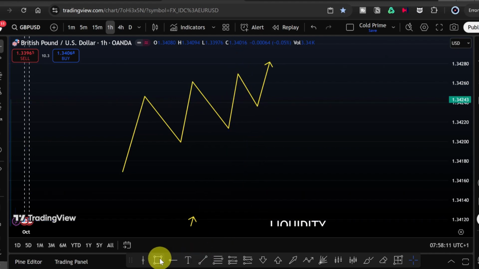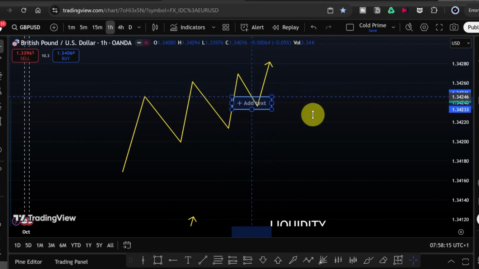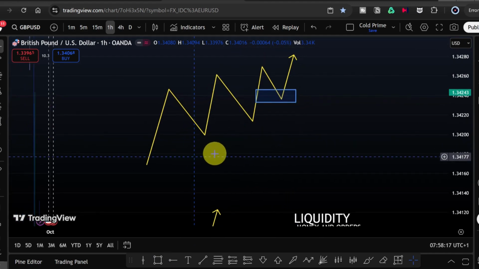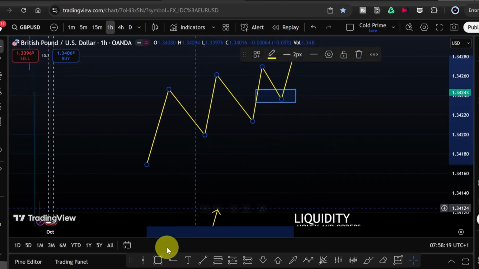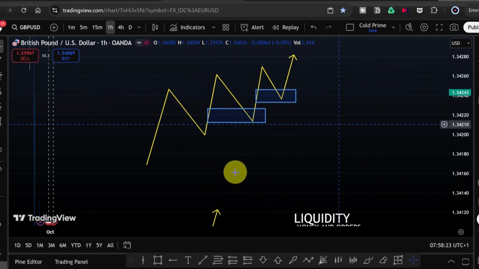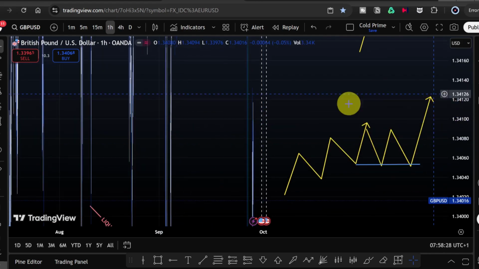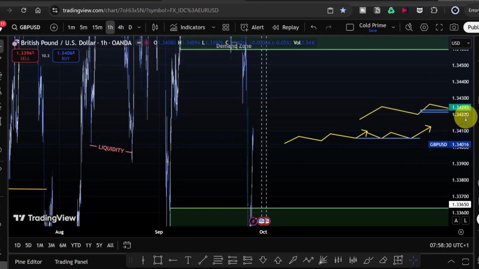Fair value gaps mostly come when there's a massive impulse of price, right? So fair value gaps could be sitting around here. If you trade fair value gaps, right? So let me show you what fair value gaps look like.